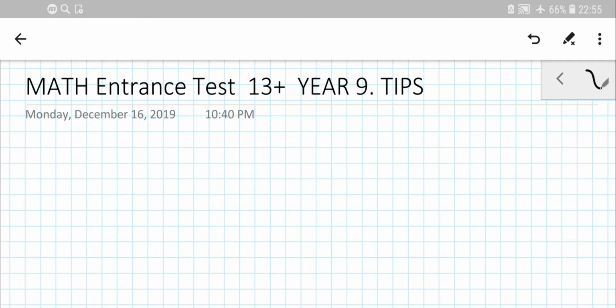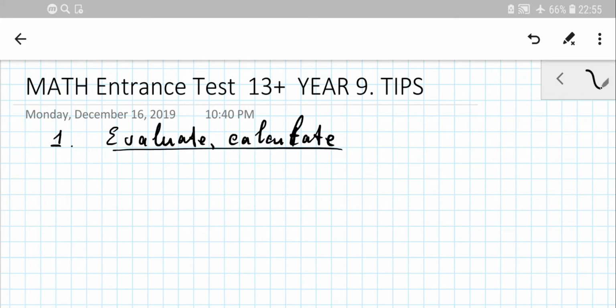Okay, so first is about without calculator. There's a no calculator paper, and here without calculator, please try to figure out some values. So the first typical question is to simply evaluate or calculate without calculator. So that's the typical question.